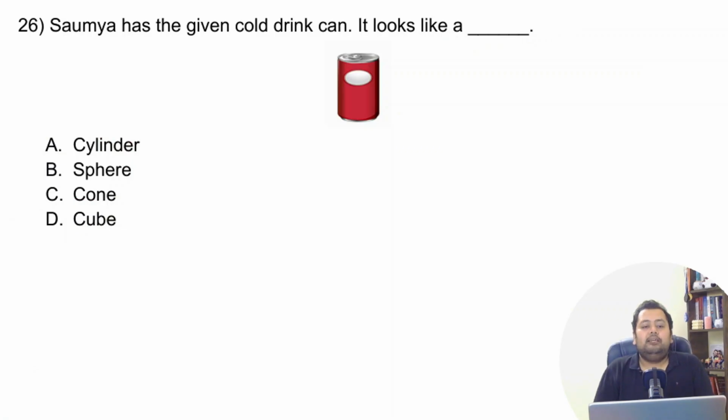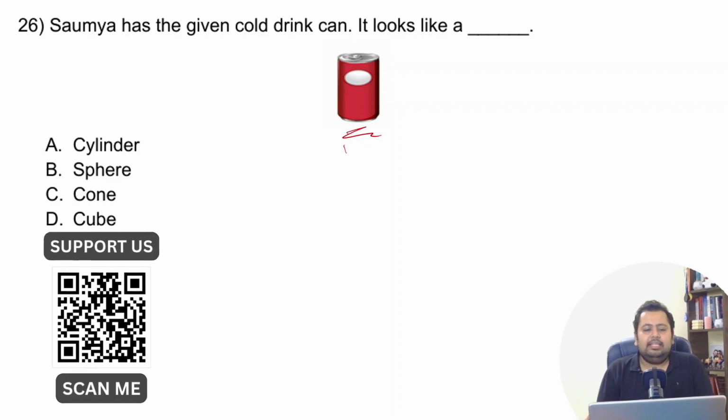Soumya has a given cold drink can. So you can see a cold drink can over here. It looks like a dash, right? A cold drink can looks like what? It's either a cylinder, sphere, cone, or cube. Solve it, and then we meet the other side.